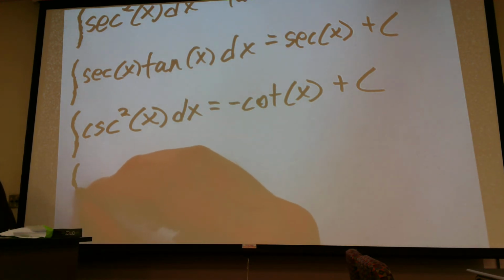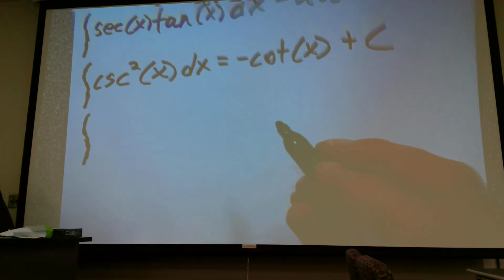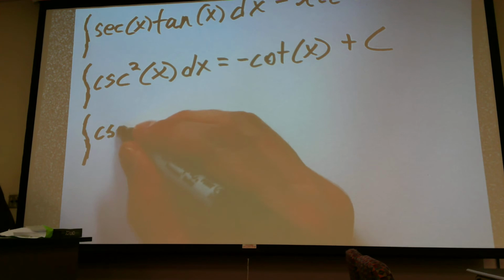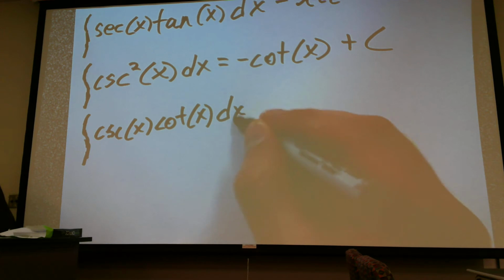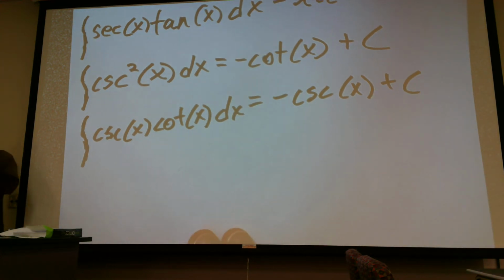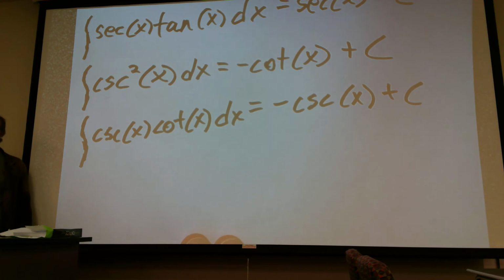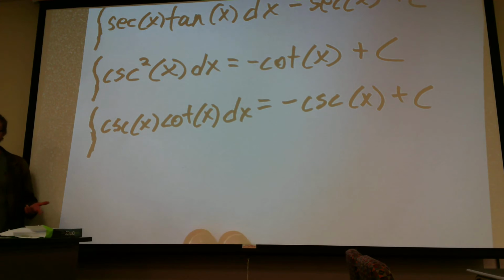Okay? And so if we did the integral of cosecant of x, cotangent of x with respect to x, it would be negative cosecant of x plus c. So just remember that if you remember the rules for tangent and secant, you know the rules for cotangent and cosecant, they just always get a minus sign. And this goes even further.